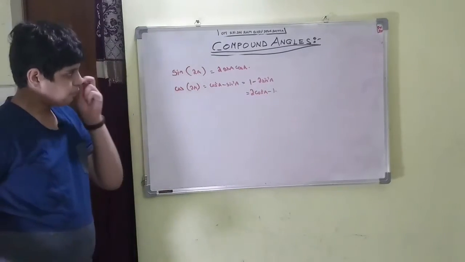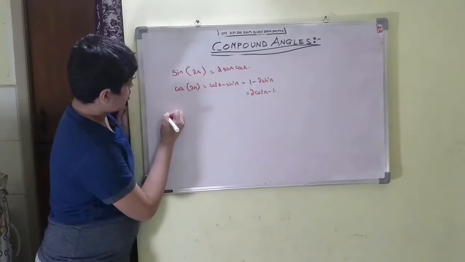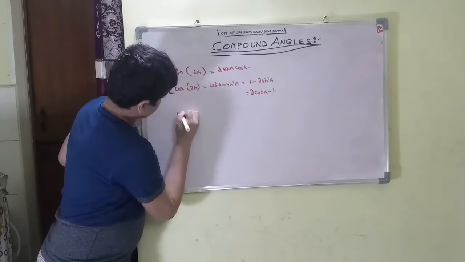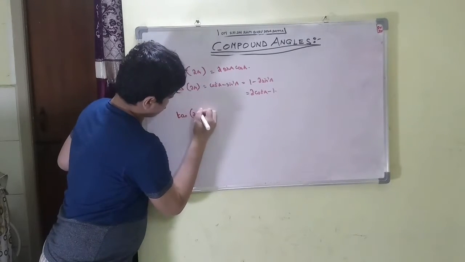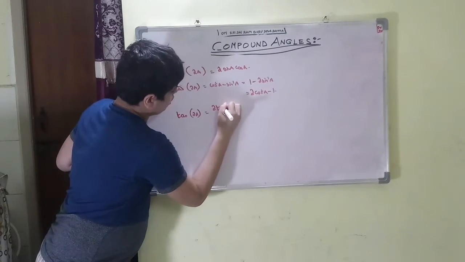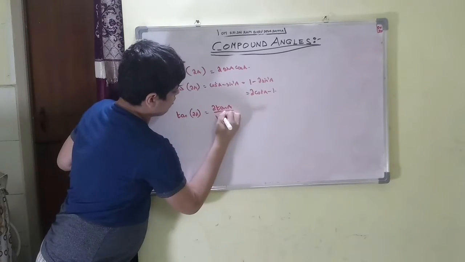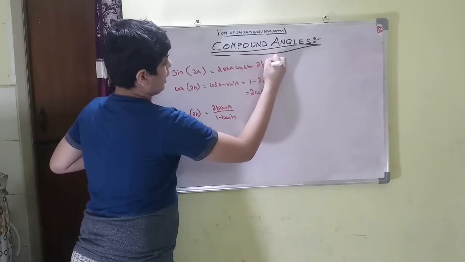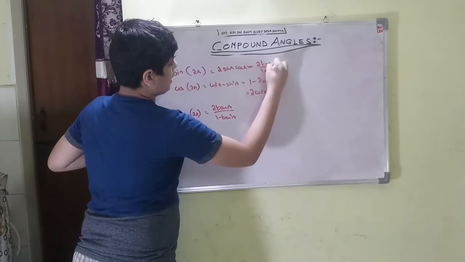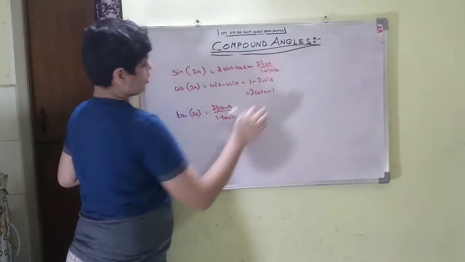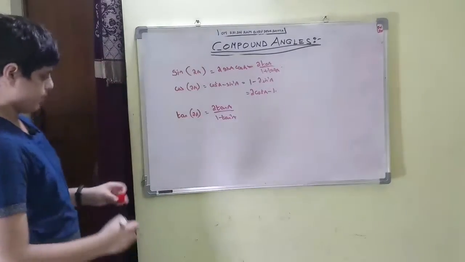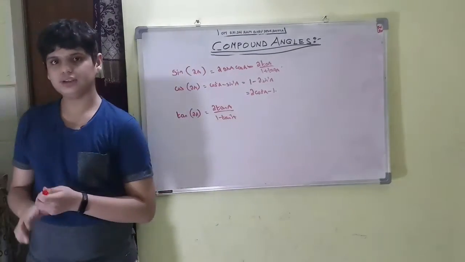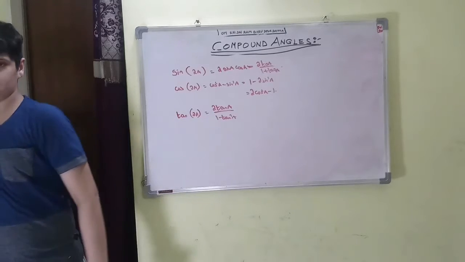The next one is tan 2A is equal to 2 tan A upon 1 minus tan square A. Sin 2A is 2 tan A upon 1 plus tan square A, and cos 2A is 1 minus tan square A upon 1 plus tan square A. So these are our next formulas. You may take a note of it, then we will move on to our next one.